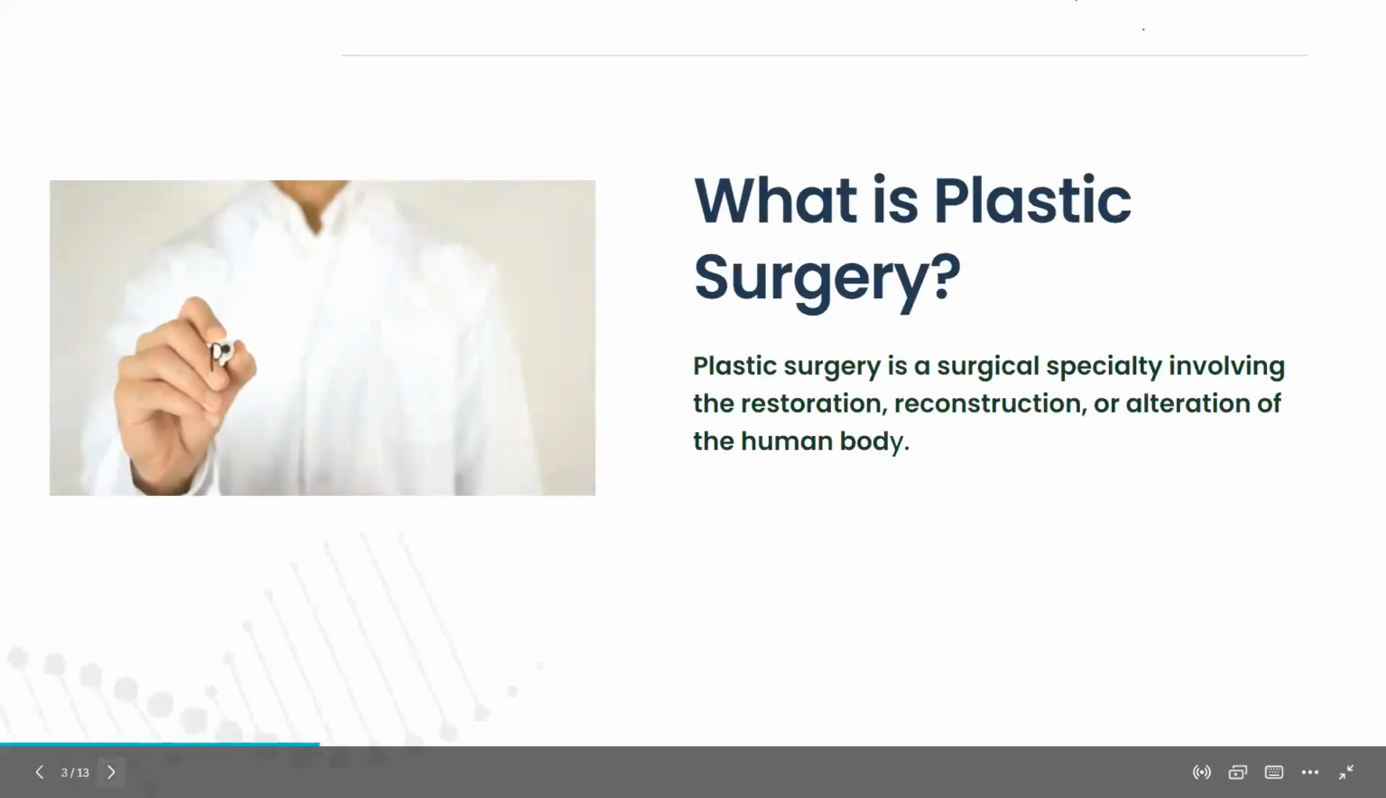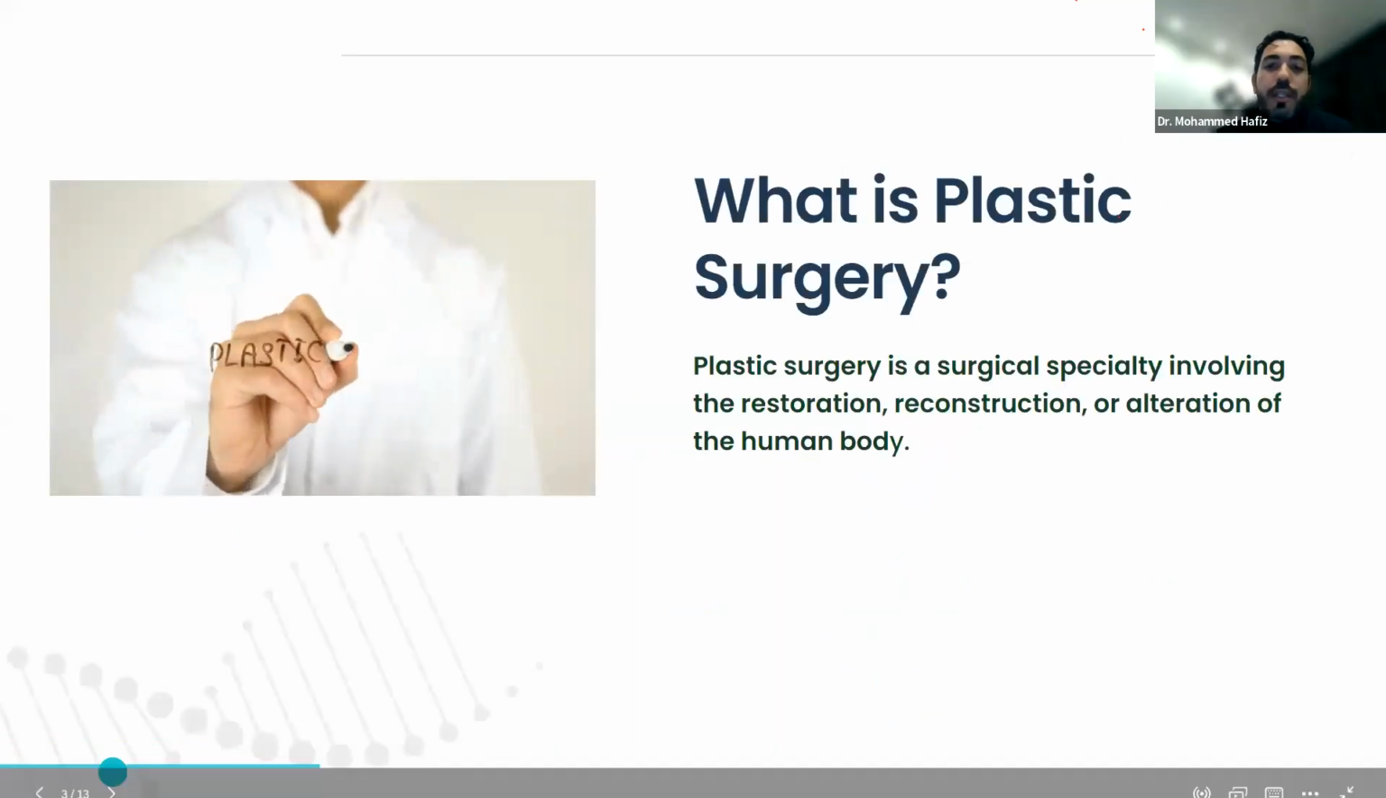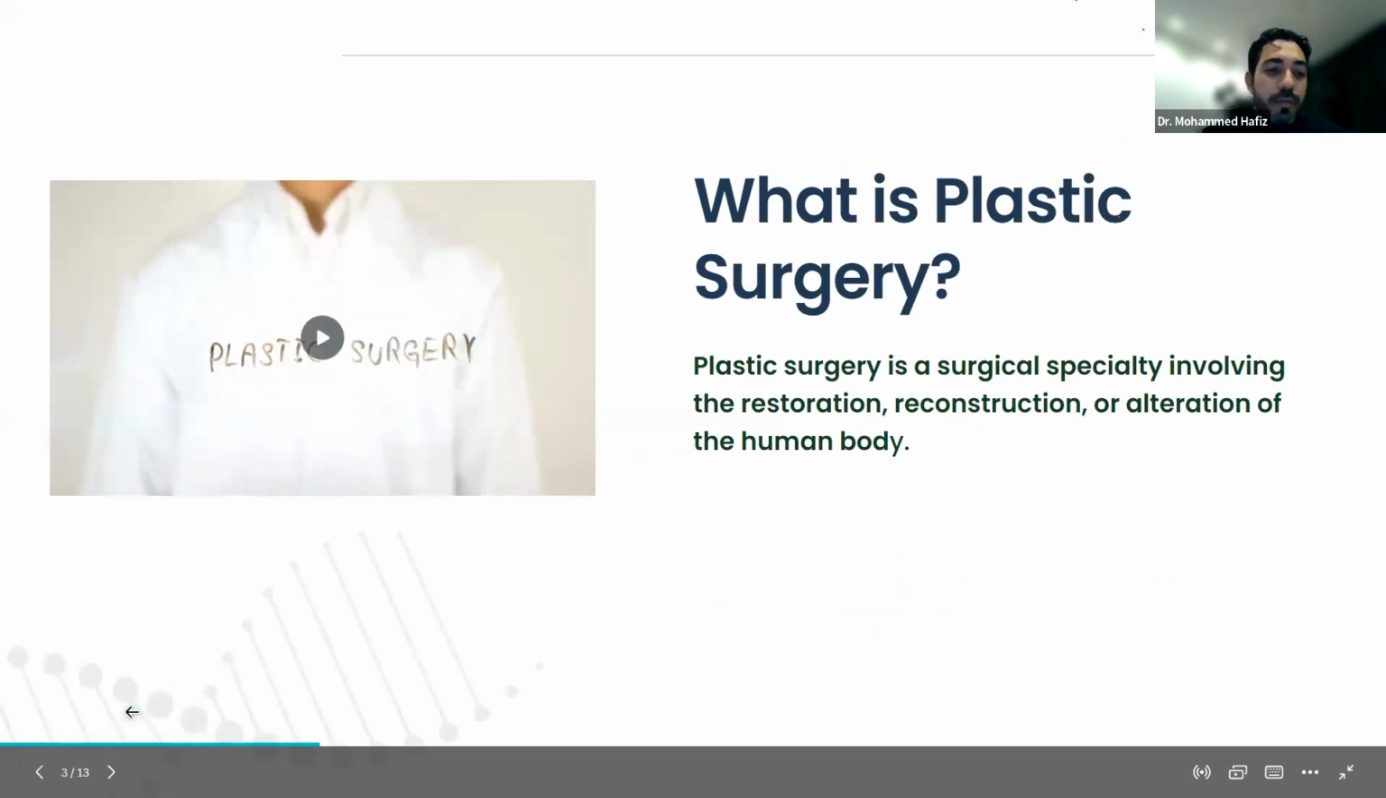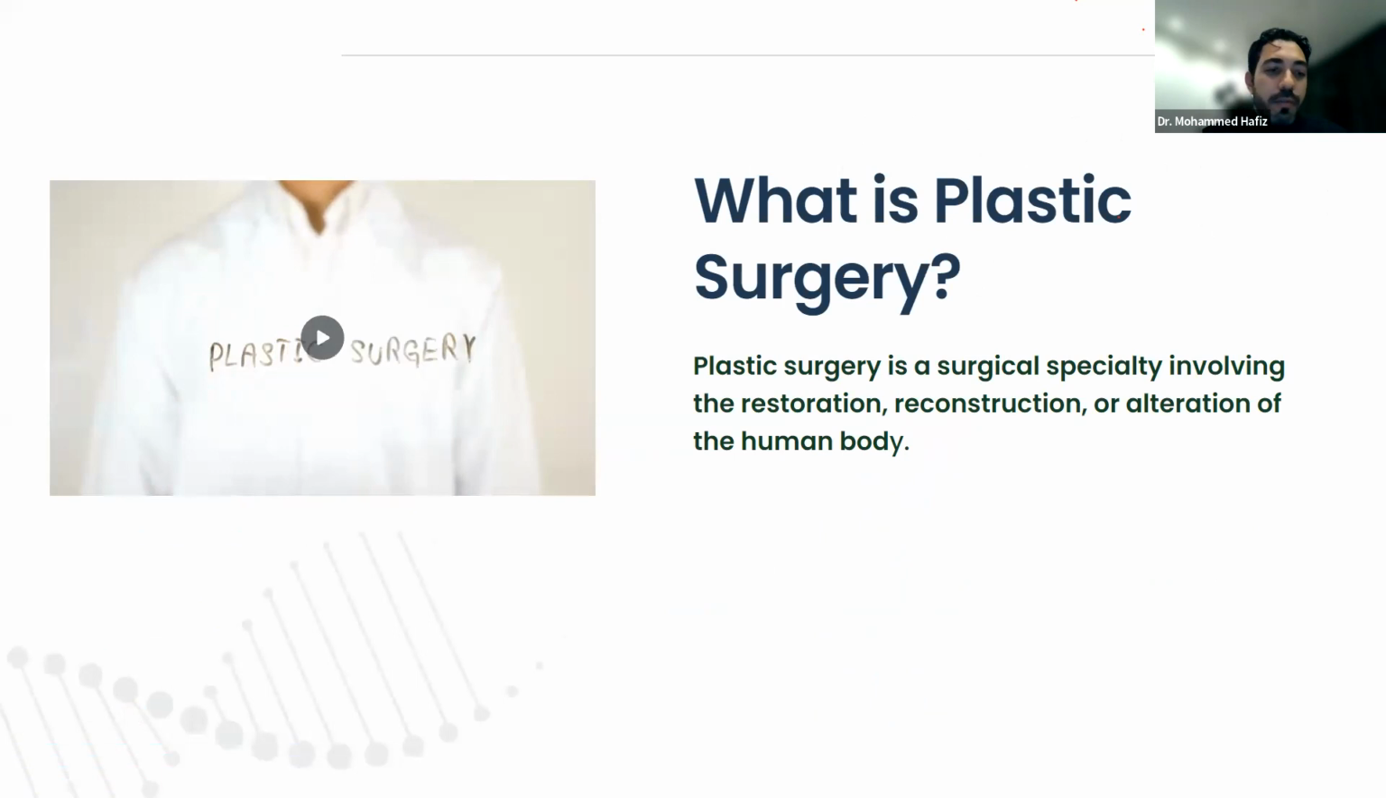So what is plastic surgery? Plastic surgery is a surgical specialty involving the restoration, reconstruction, and or alteration of the human body. And this is the definition that I found in Wikipedia, and it's the simplest.